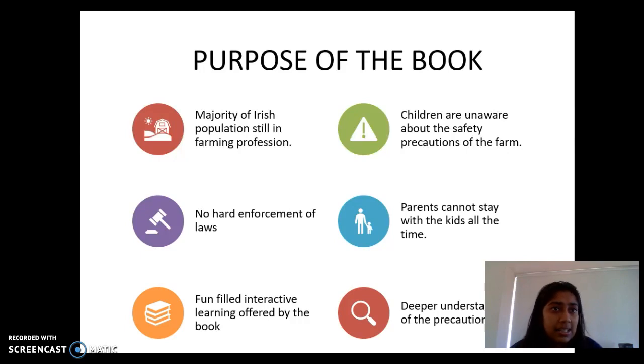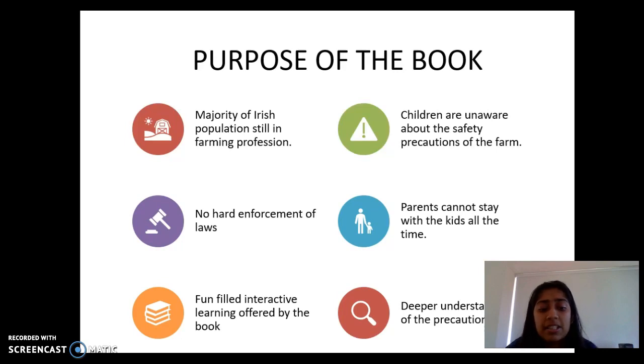For example, you can see kids at the age of 14 or 10 driving tractors on rural highways, and it so happens that parents who are farmers cannot stay or accompany the kids all the time, and when the kids are not under supervision, they tend to go and hurt themselves and indulge in self-harm as they don't know about the usage of the equipment.